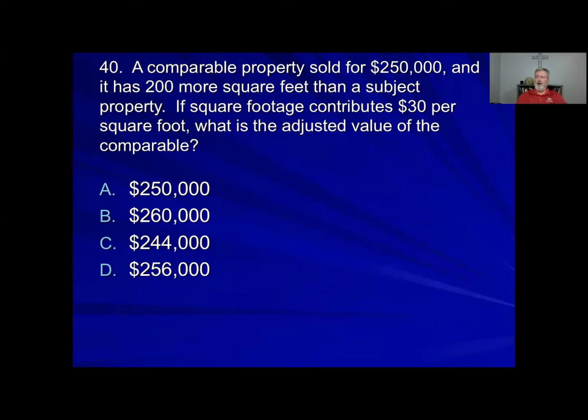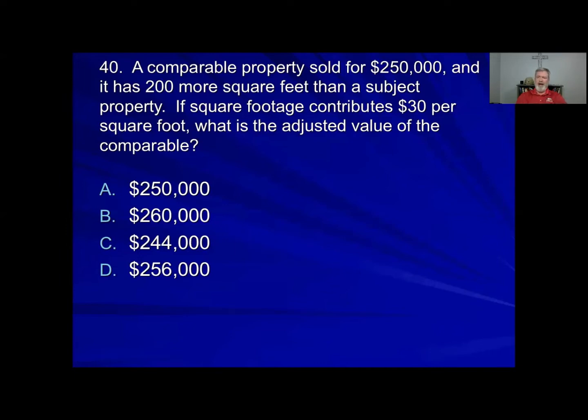All right, but it says the square footage contributes $30 per square foot. So what would be the value of that additional 200 feet? Well, 200 feet times $30. If my math is right, I think it's $6,000. So really the question is, do I add $6,000 to the sales price, which was $250,000, or do I subtract the $6,000? The question says the comparable has 200 feet more. So anytime the comparable has more, we must subtract.